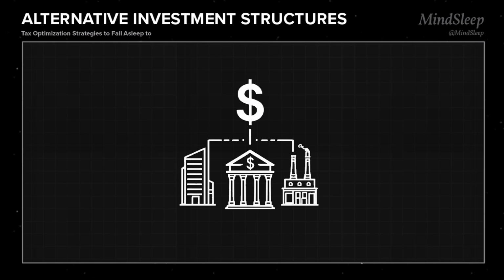Another sophisticated approach involves the use of offshore investment structures. While these must be approached with caution due to complex international tax rules, they can offer unique opportunities for tax deferral and, in some cases, tax reduction. For example, certain offshore insurance products can allow for tax-deferred growth of investments, potentially for many years.